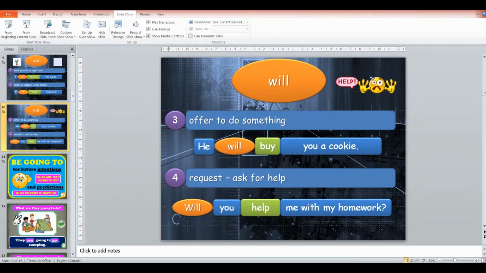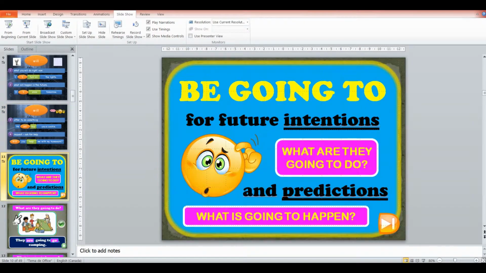So after going over these different meanings of will versus going to, you also notice that we threw in the contractions there. We don't really explain the contractions so much, but we just start to introduce them as we go along. And then we go into a game.